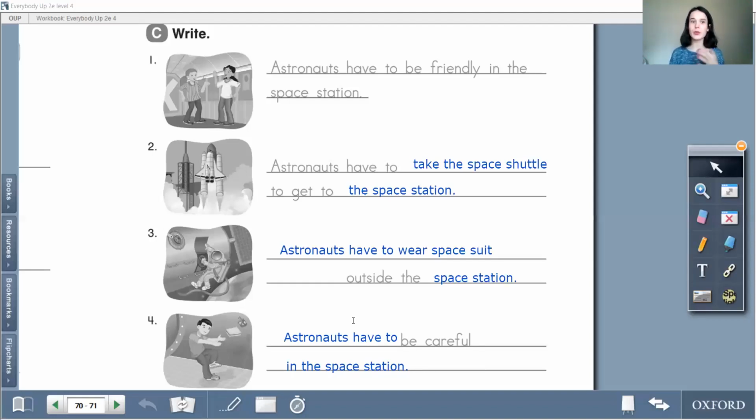And third one, look at the picture. There's an astronaut out of space station, so astronauts have to wear a spacesuit. I said it before, right? It's a spatial suit. And outside the space station, and the fourth one is astronauts have to be careful in the space station, right? They have to be so careful because everything is so important. Every action. Great. Take all your notes, and now we are at part D.